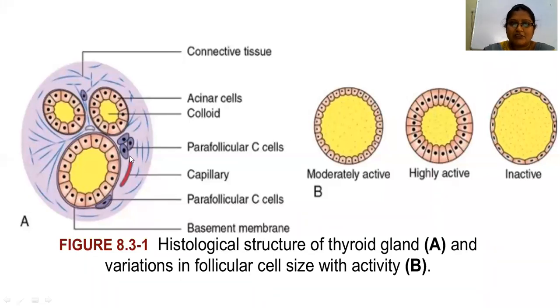What is the role of parafollicular C cells? They secrete calcitonin and promote calcium homeostasis. Then variations in follicular cell size in relation to activity: in moderately active cells, there is a cuboidal lining of epithelial cells; in highly active cells, columnar type; and in inactive cells, they are flattened.